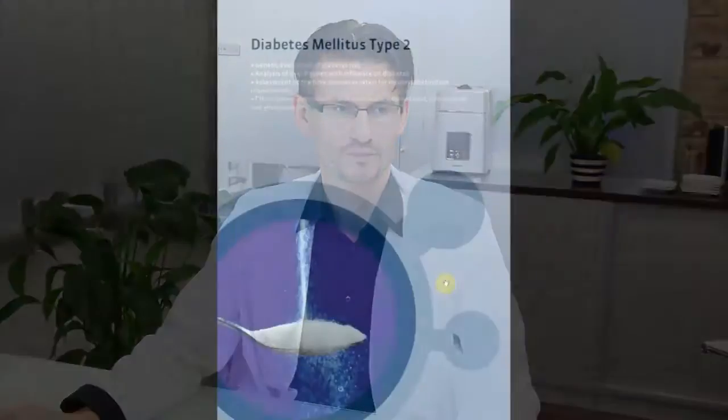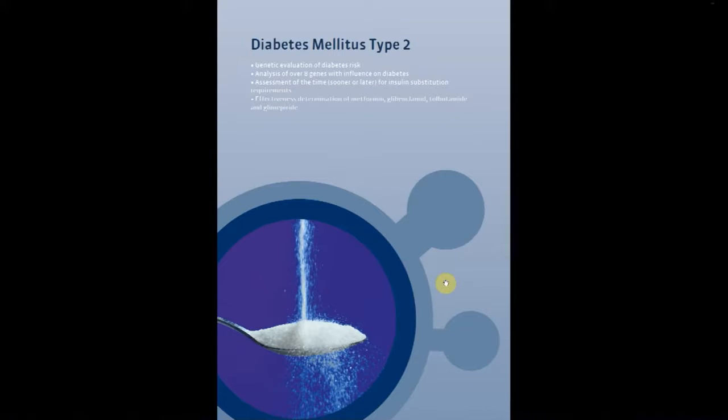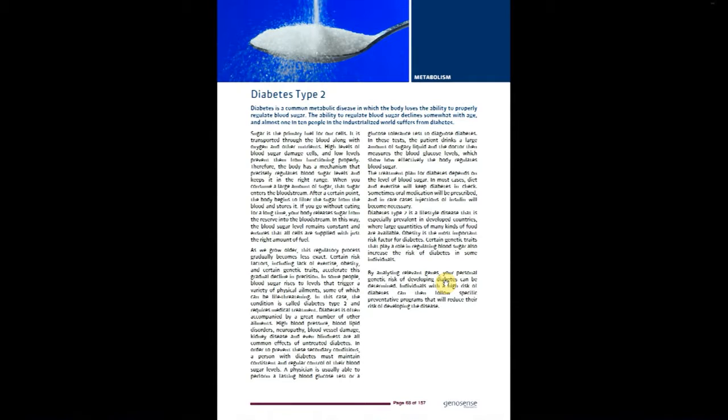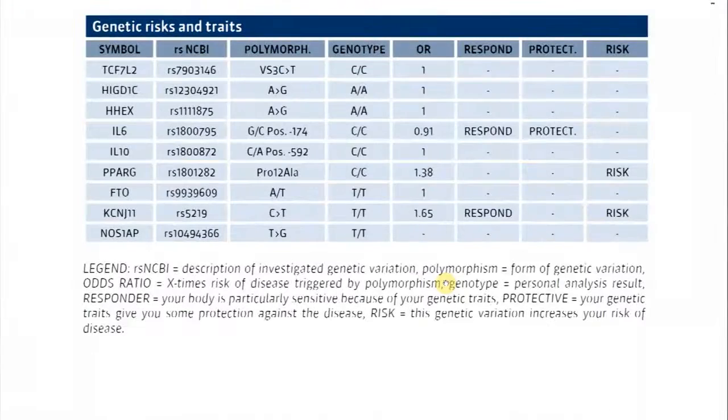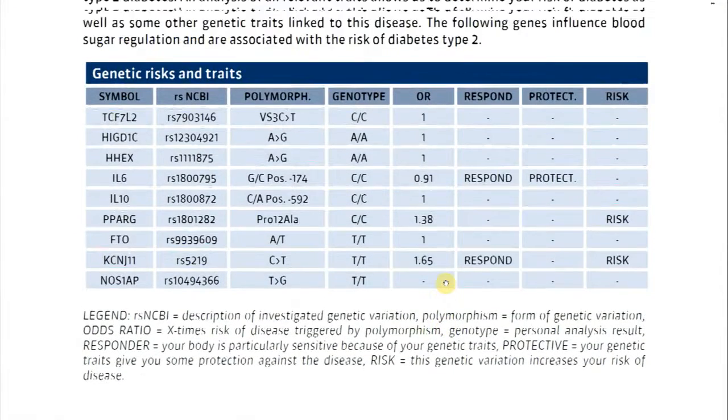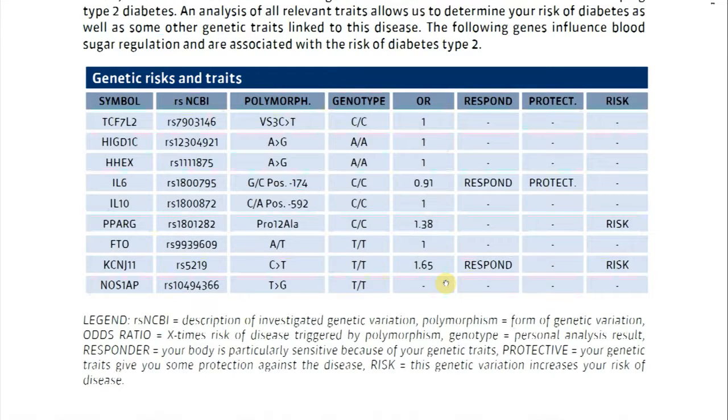Now, diabetes mellitus type 2. This is age diabetes. It's basically blood sugar levels that are getting out of control. Again, here's some background information, do read through it, and here are the genes that are involved in it. Again, very technical, not necessary for you to understand. This is your genetic result. It's going to stay the same for the rest of your life, so no need to test that ever again.